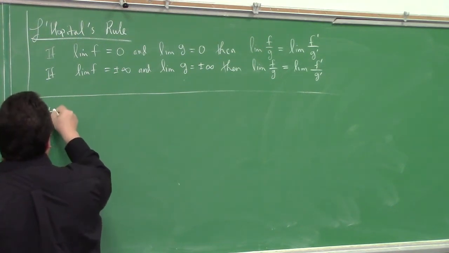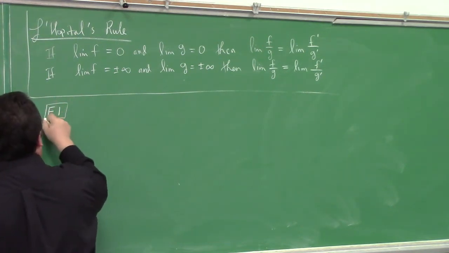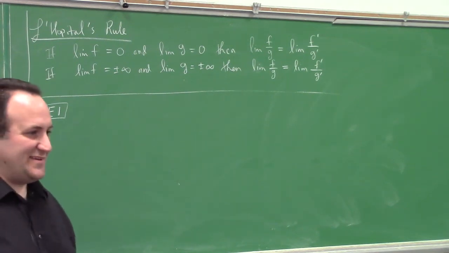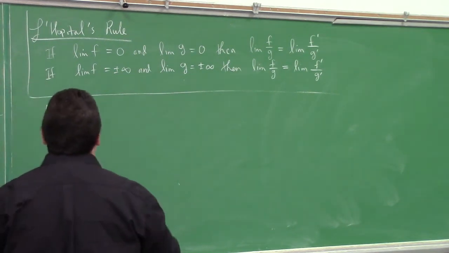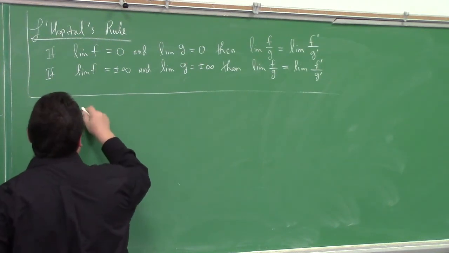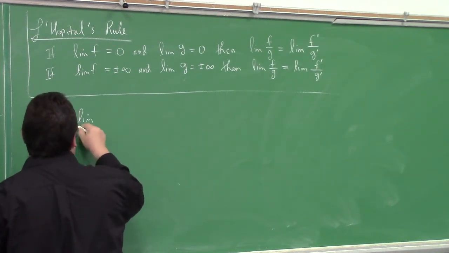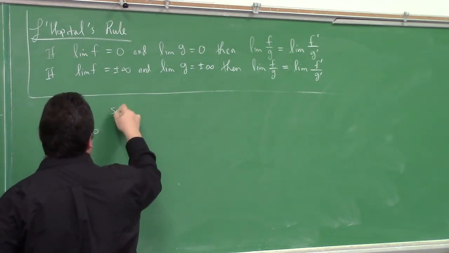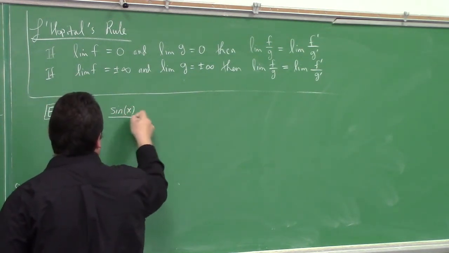So let me show you an example which is, in some sense, the most hypocritical possible example to give of L'Hopital's rule. The reason it's hypocritical is probably something you've forgotten, but here it is. The limit as x goes to 0 of sine of x over x.